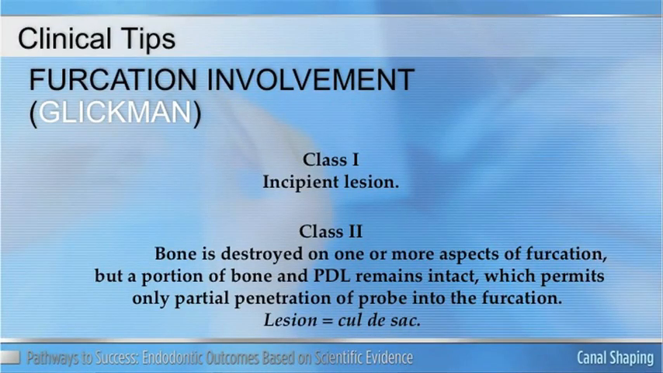When we talk about furcation, we have to note when there's a furcation involvement. The easiest one, and I'm an endodontist, the easiest one for me is Glickman. All you have to do is remember 4 things. When we talk about furcation involvement, I want everyone to remember that a class 1 is an incipient lesion.